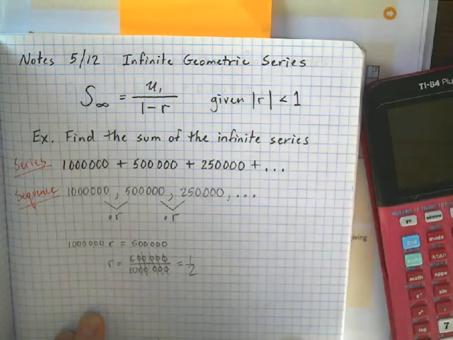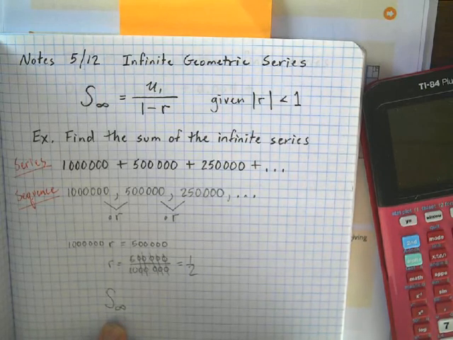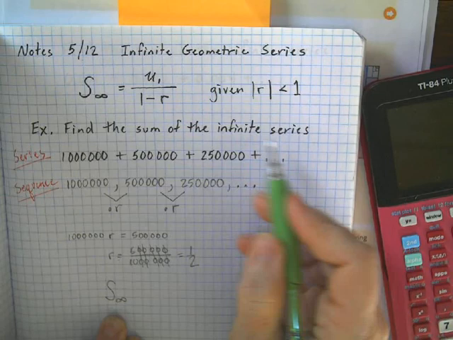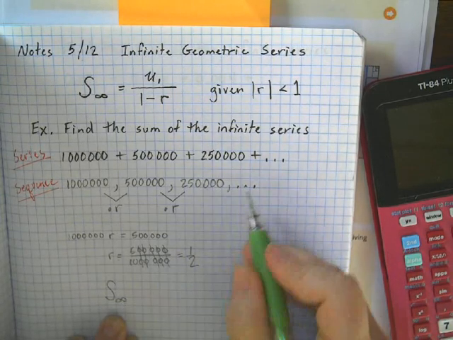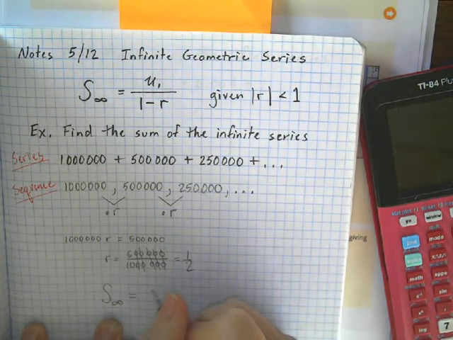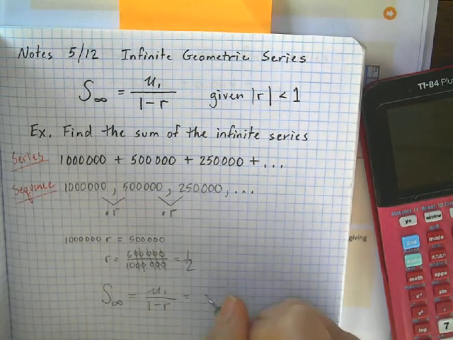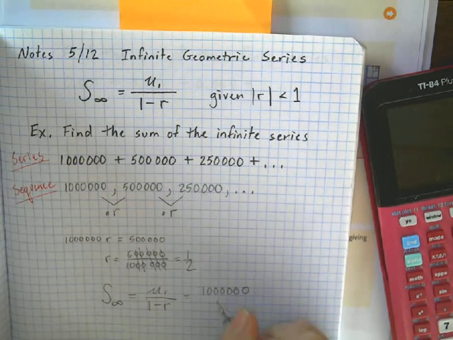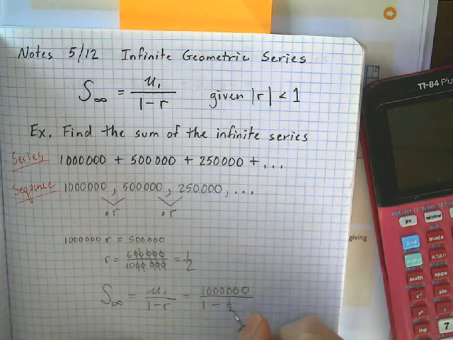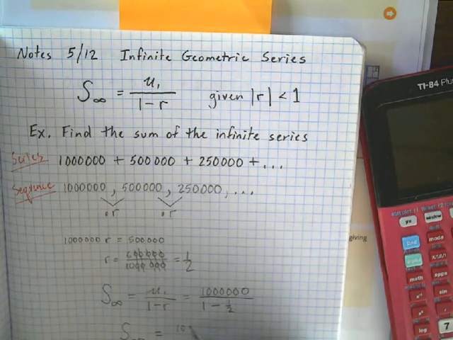So now I'm going to use my formula. The sum of an infinite series, as n goes to infinity: if I kept going on this pattern and kept adding all the way to infinity, what am I going to get? I'm going to get u sub 1 over 1 minus r. U sub 1 is the first term, so that would be 1 million divided by 1 minus r, and r is 1/2. So I can simplify that: 1 million divided by 1 minus 1/2, which is 1/2.